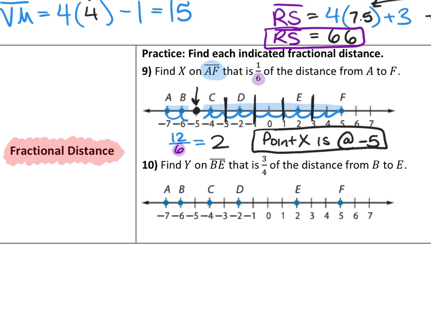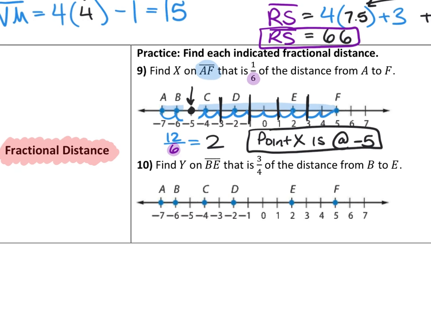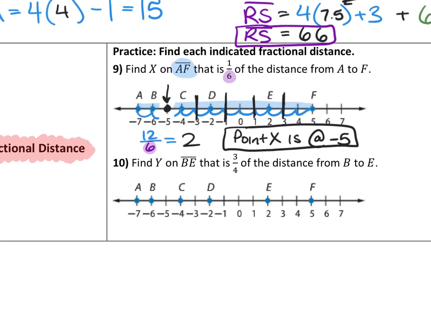We're going to partition another interval. This one says find Y on BE. So this time BE. We're not going from A, we're going from B to E. We want to know something that is 3/4 of the distance from B to E. Okay, first of all, how long is B to E? 1, 2, 3, 4, 5, 6, 7, 8. So we know it's 8 units long, and we want to partition it by how many partitions?